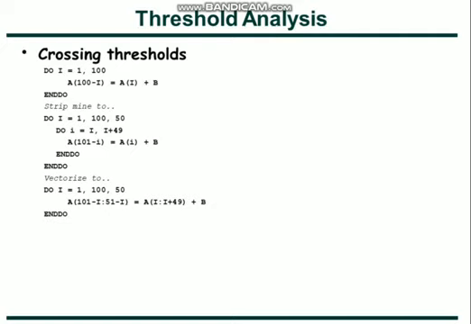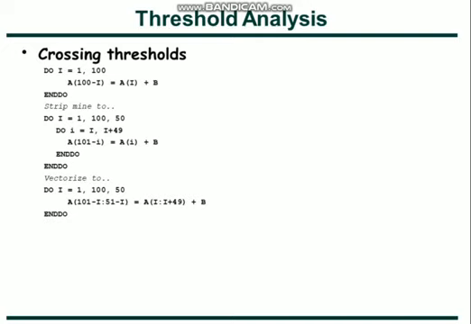Inside this inner loop you have the same statement, a of 101 minus small i is equal to a of I plus b. Here you can clearly see that the inner loop does not have any dependence, because it is executing 50 statements at a time: the first 50 statements in the first execution and the next 50 statements in the next execution, which do not have any dependence on each other. So the inner loop can be vectorized.